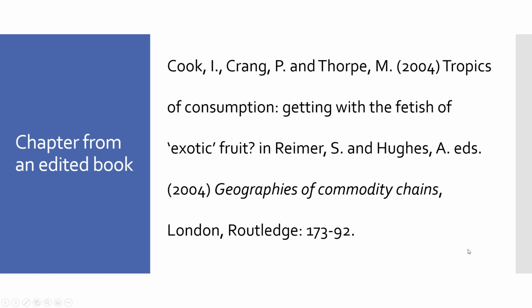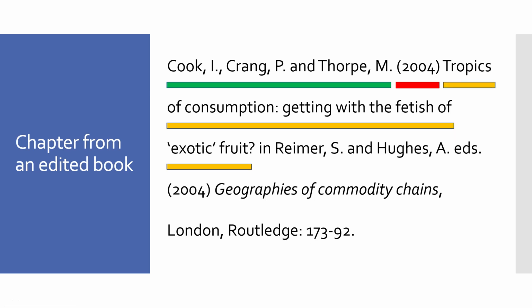We then have a chapter from an edited book. First, we have the authors of the chapter that is in the edited book, with surnames and initials. We then have the when, which is in brackets and no full stop or comma afterwards. We then have the title, so Tropics of Consumption, getting with the fetish of exotic fruit. And as you can see, this is not in italics because it is not the overall publication. Then we have the authors who put the edition together, so the edited book together. Then we have the when again.